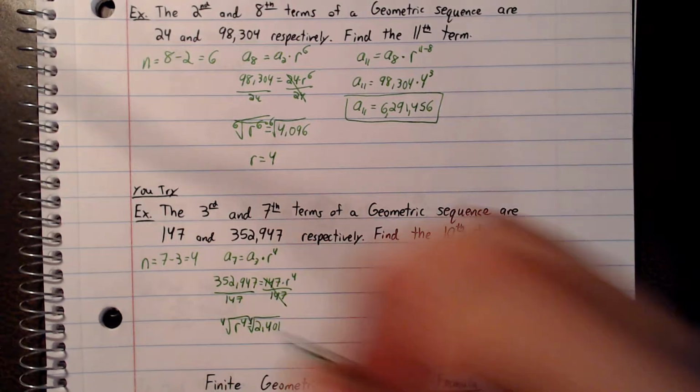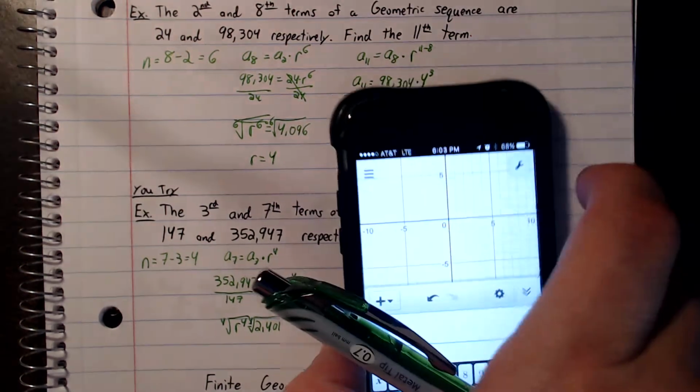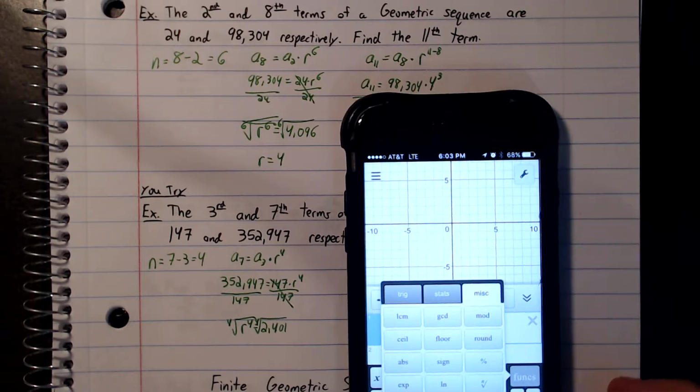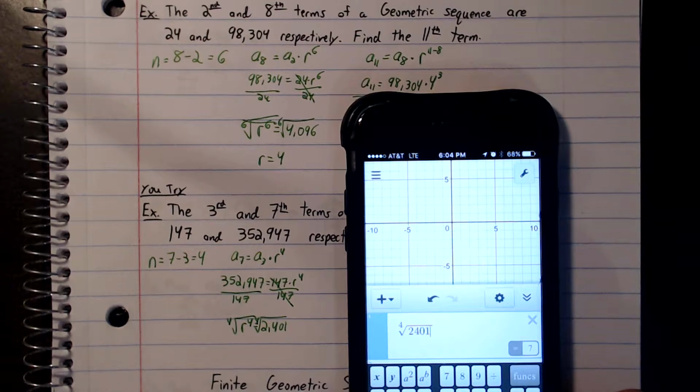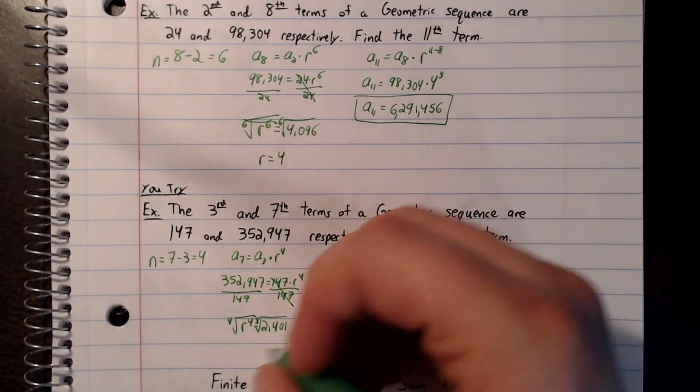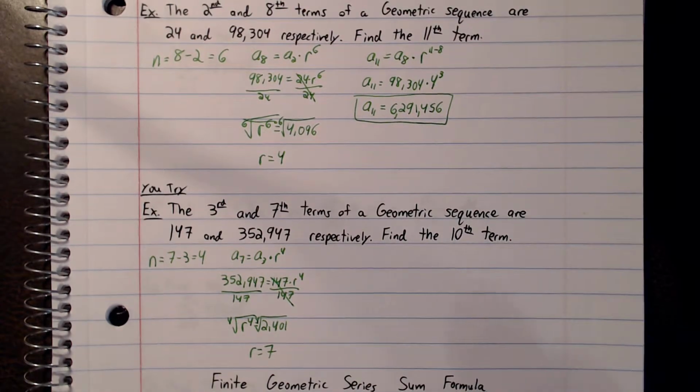So let's see, on the calculator, we've got to go to functions, nth root there to give us the index. So the 4th root of 2401. Our root here would be 7. So r is 7. So far, hopefully, that's what you're coming up with.